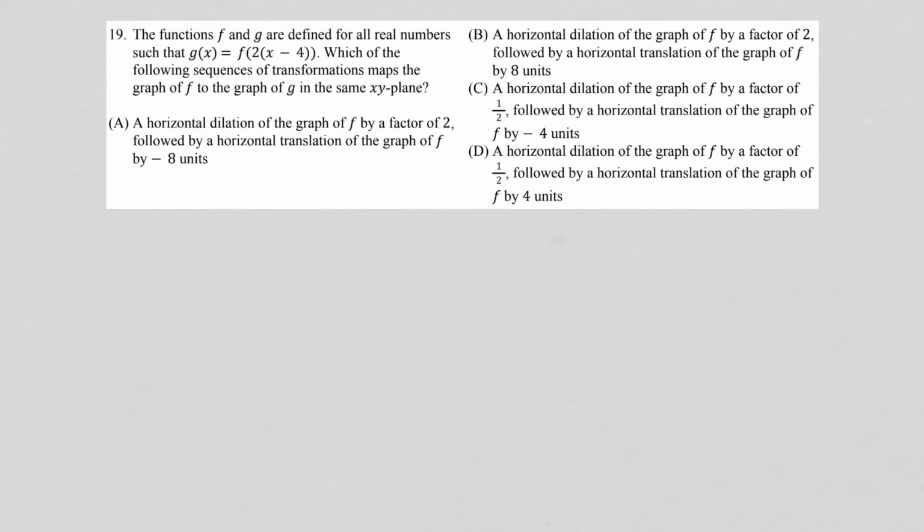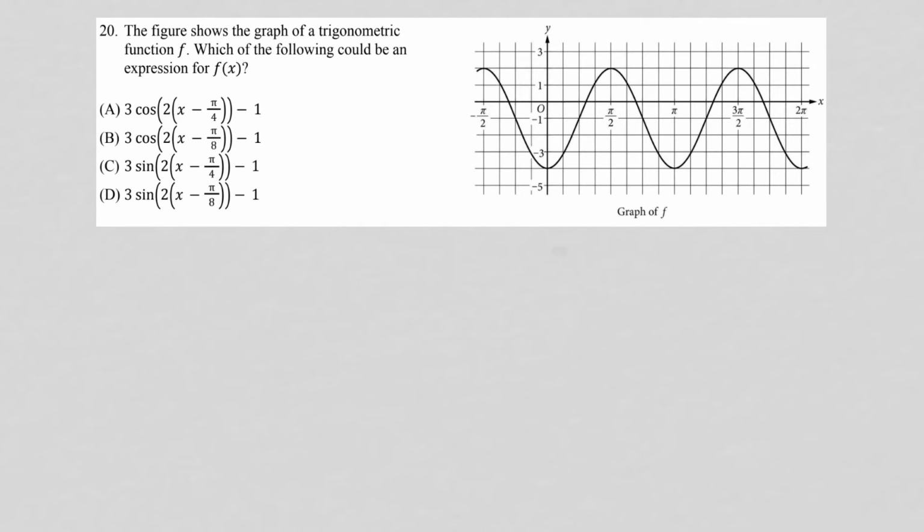This one has got a lot of words in it. The functions f and g are defined for all real numbers such that g of x equals f of 2 times x minus 4. So there's been a bunch of questions about how graphs change when you do the transformations. So maybe I should summarize that a little bit.